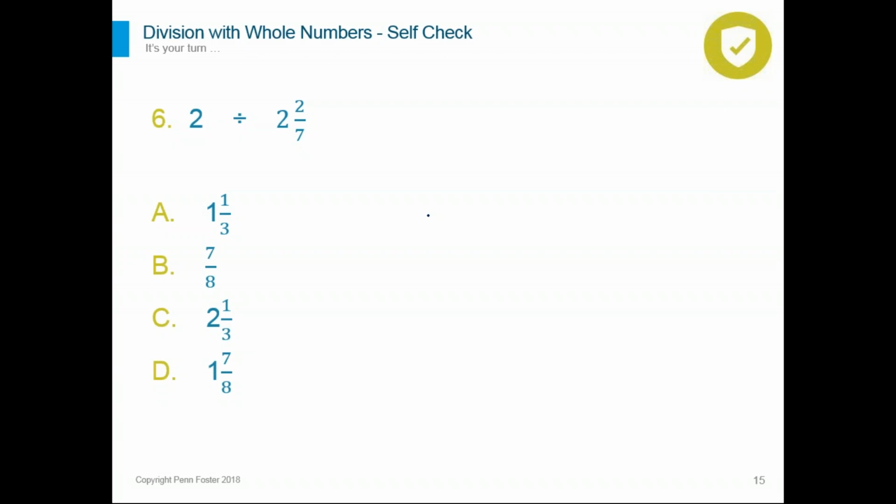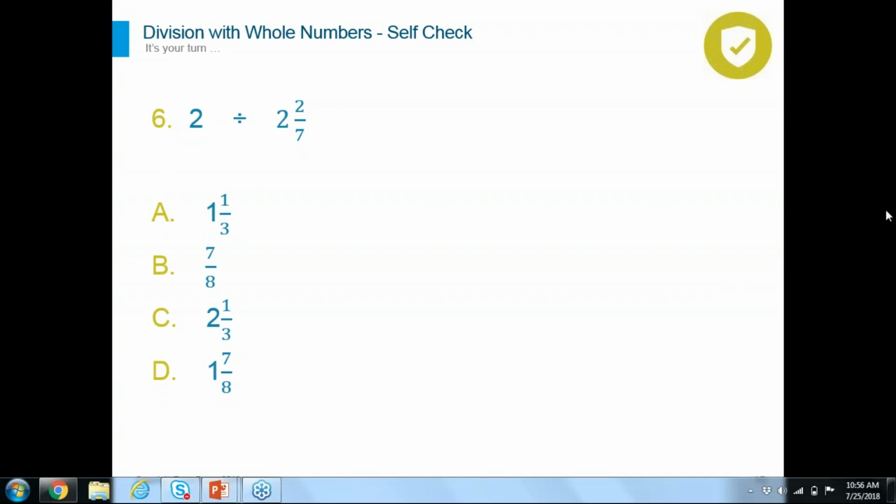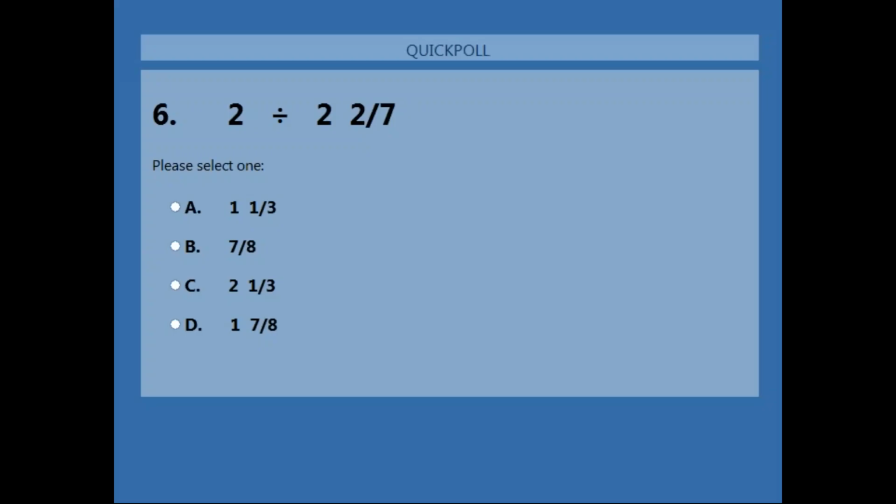2 will become 2 over what? And then 2 and 2 over 7 will become which improper fraction? And then decide how you change this properly to multiplication. Decide on the common factors you're going to eliminate once you change it to a multiplication problem. What would be the quotient of this problem? I'm going to change my screen to the right question, number 6, and here you go. What is the quotient of 2 divided by 2 and 2/7?